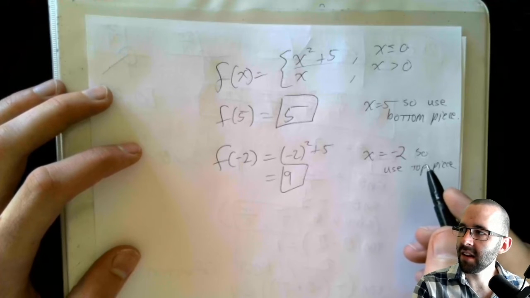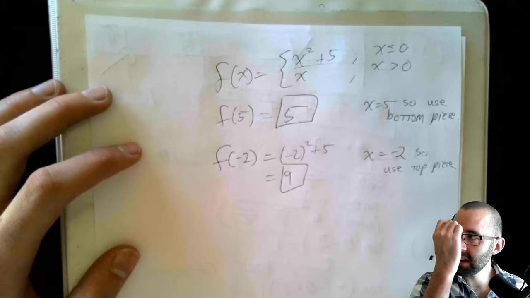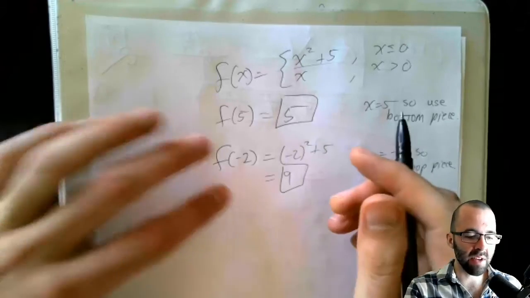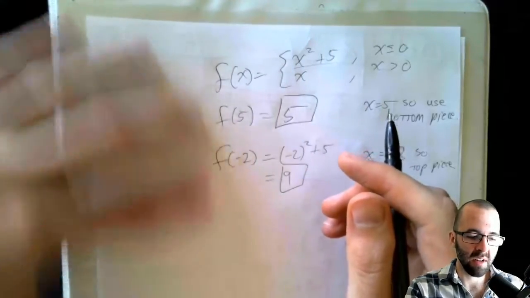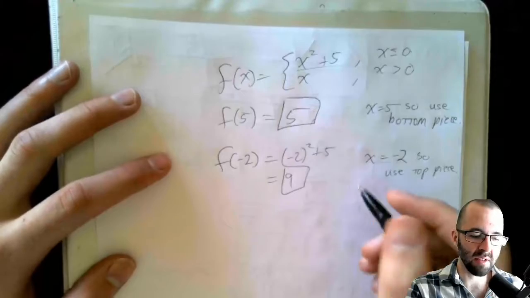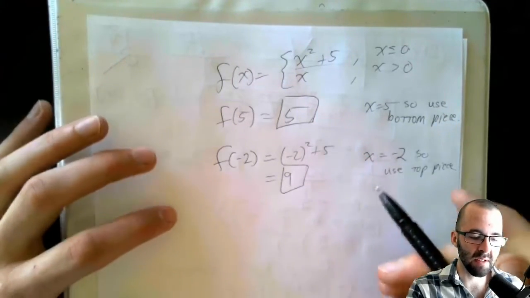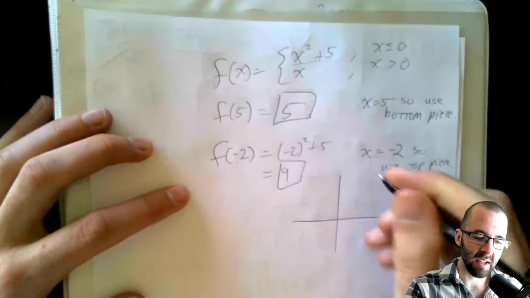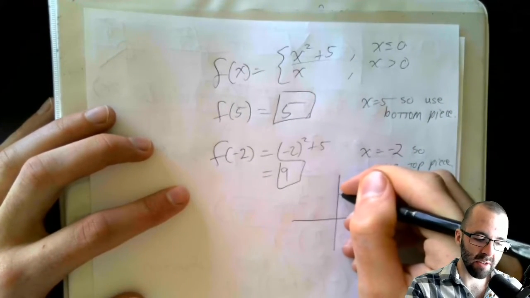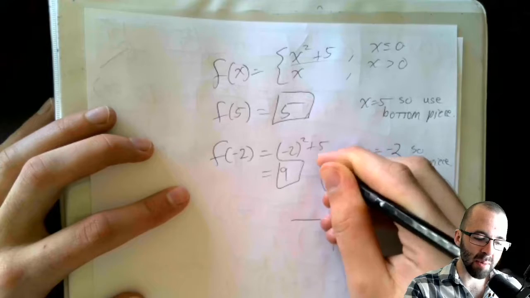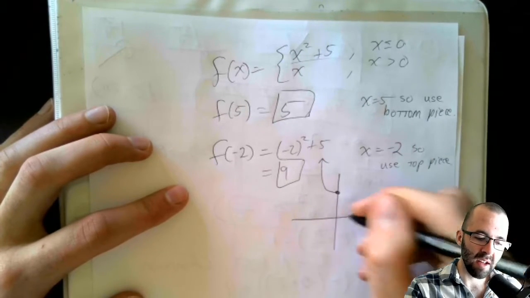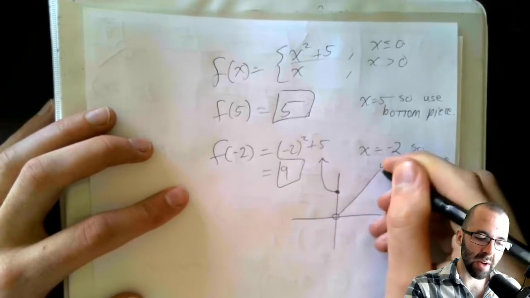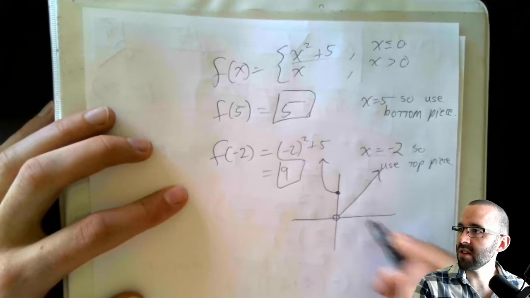All right. This is kind of what I wanted to talk about for stuff I saw on the quiz. Just a little bit of review on piecewise. And what this graph looks like is it's going to look something like this. For negative numbers, it looks like a parabola that's been shifted up. For all the other numbers, it just looks like the line y equals x. So this is the actual graph of this function.